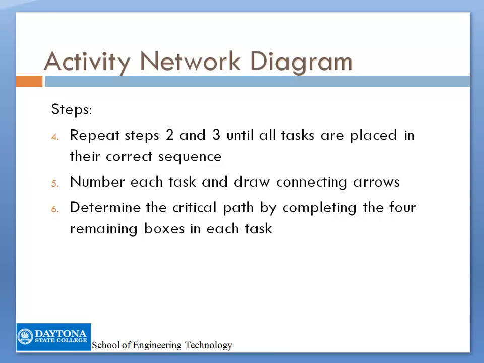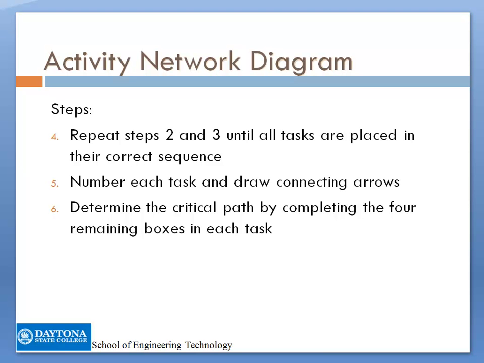Then you determine the critical path by completing the 4 remaining boxes in each task. So you have to complete the earliest start time, the earliest finish, the latest start, and the latest finish. And then you're going to use some math to calculate the critical path. The benefits of an activity network diagram are, first, a realistic timetable determined by the user. Team members understand their roles in the overall plan. Bottlenecks can be discovered and corrective action taken. And the members focus on the critical task.